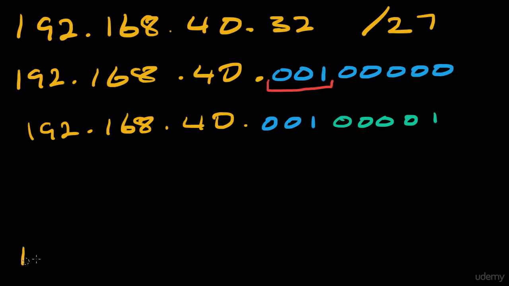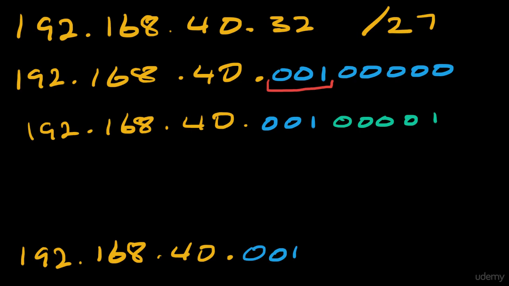The last IP address would be where host ID is all ones. That's the directed broadcast IP. So that's 192.168.40. Those 3 bits would be 001, and host ID would be all ones. 1, 2, 3, 4, 5. And this is 63. The last valid IP, therefore, would be the one right before that.